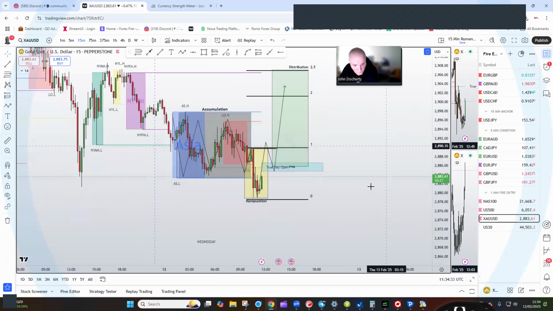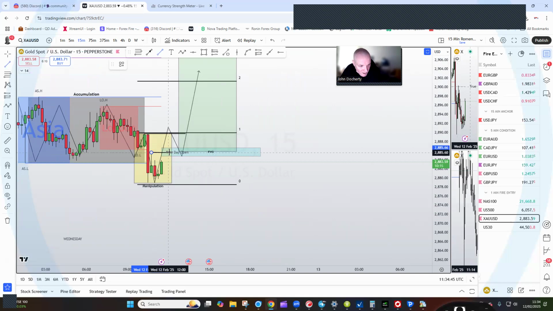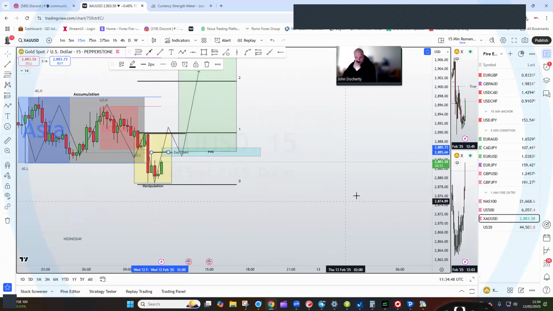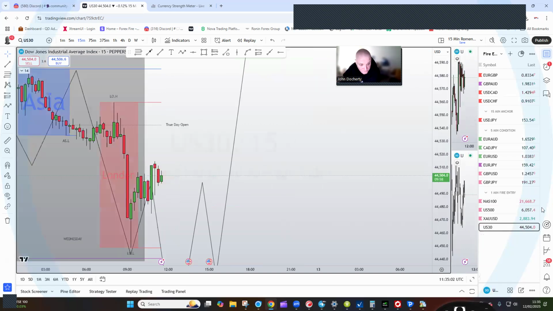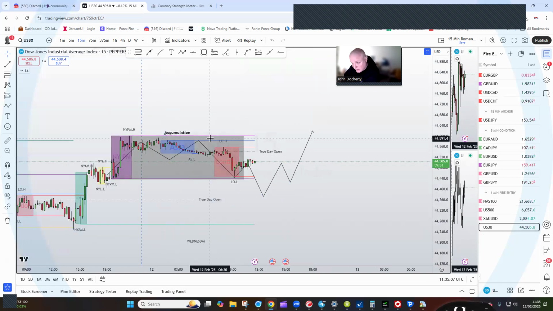On gold, we are still waiting for that market structure shift with an FVG again. We may need to bring this down lower depending on if we get a market structure shift. So again, we might get a market structure shift where we pull out of this and come back in. We just need to keep an eye on it. The US 30, again, we didn't get any sort of pull out of the accumulation just yet.